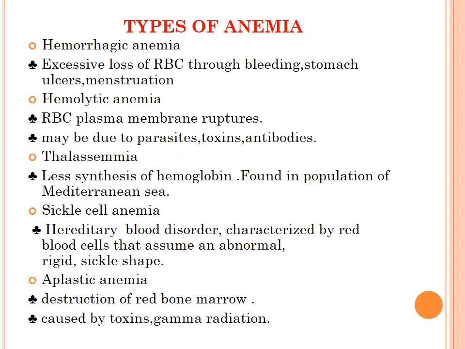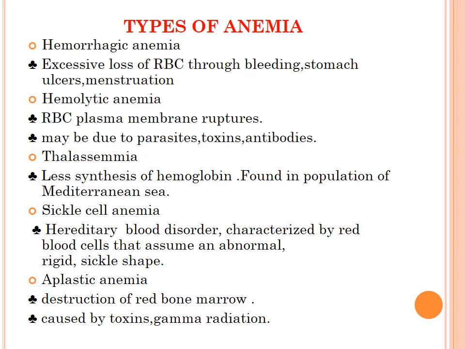Another is hemorrhagic anemia. Hemorrhagic means anemia due to hemorrhage, meaning loss of blood, loss of RBCs. It can be through bleeding, it can be through stomach ulcers or menstrual cycles. Another is hemolytic anemia. Hemolytic means when there is rupture in the plasma membrane of RBCs. It may be due to parasites, toxins or antibodies.